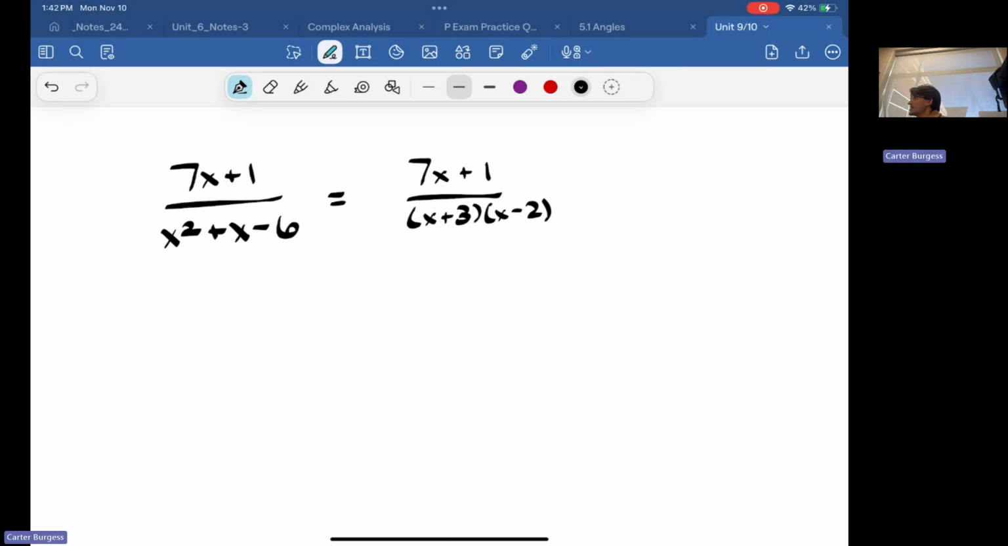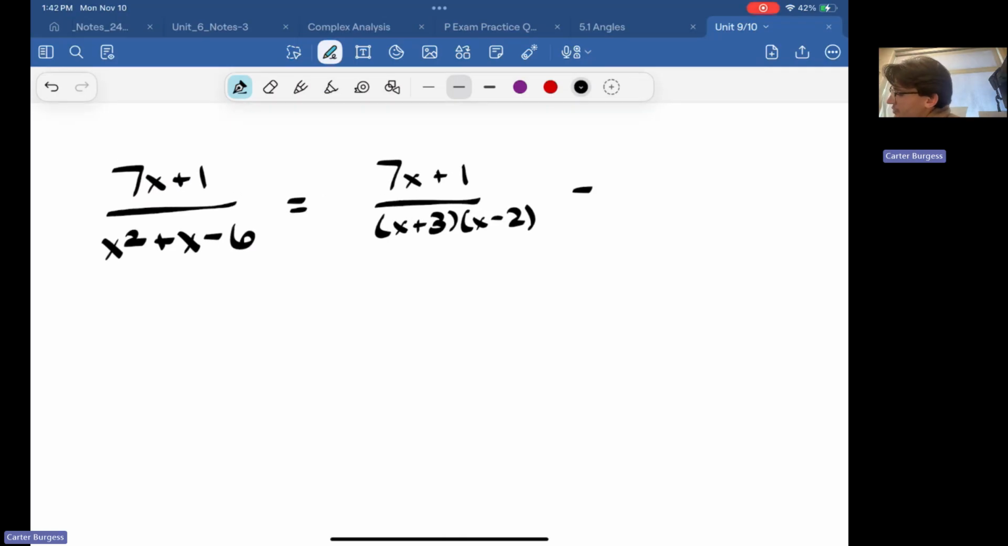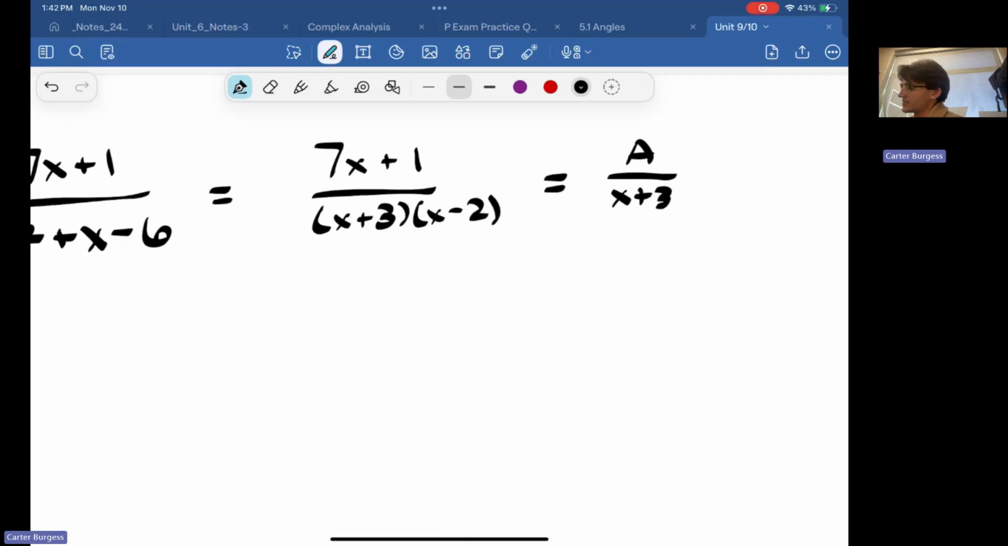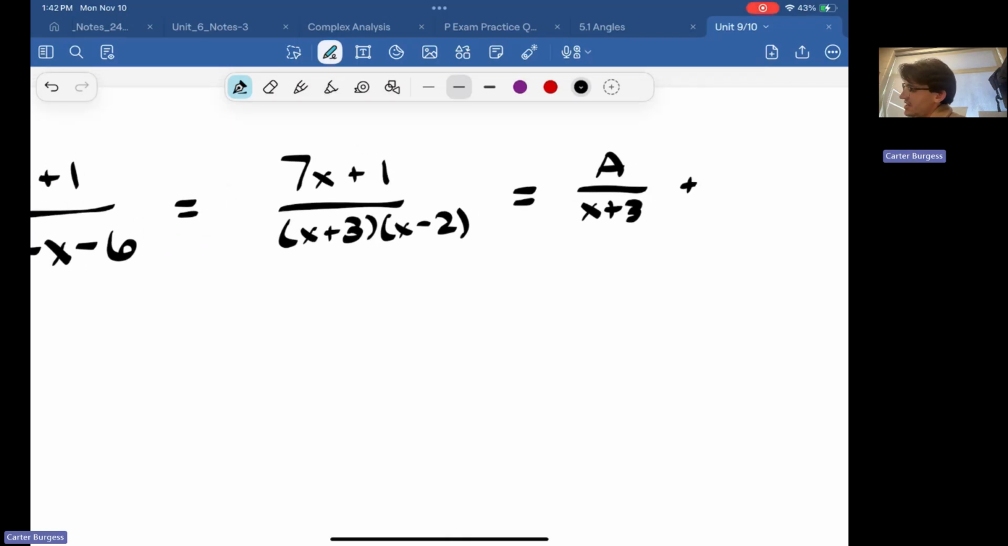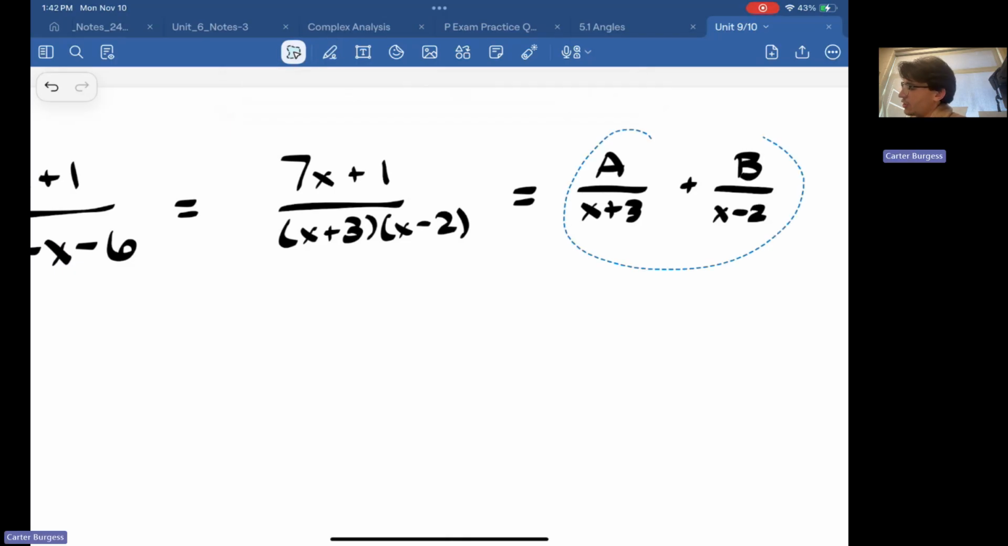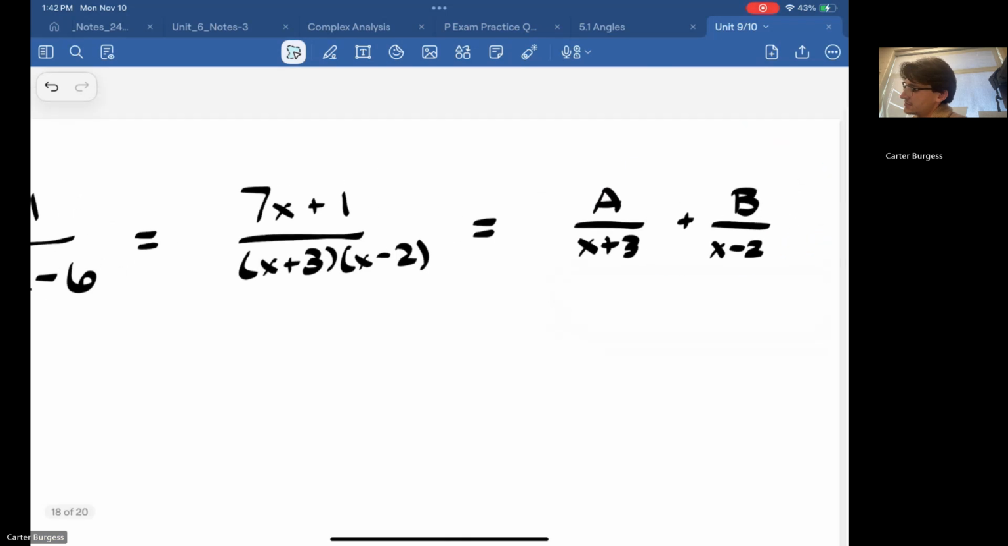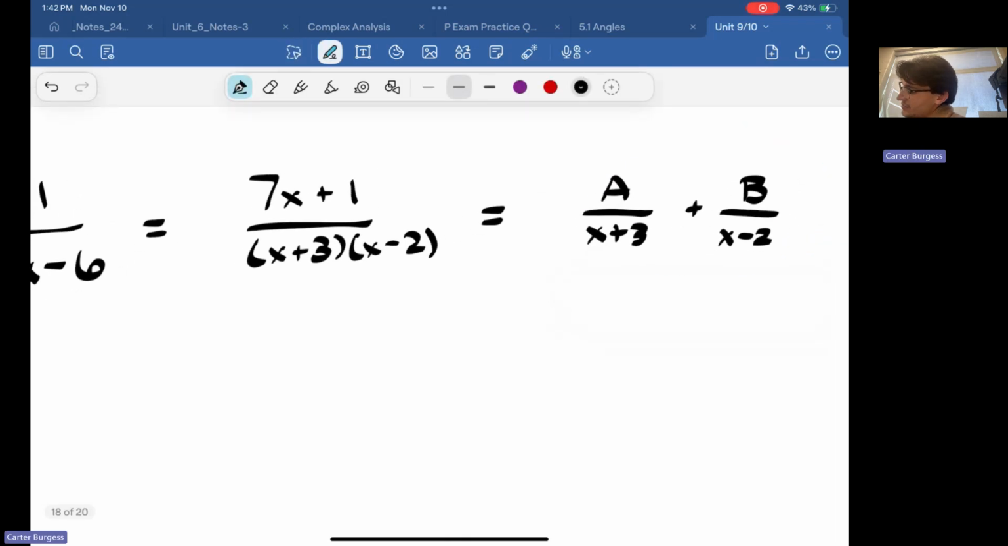And the claim here is that if we can do the decomposition that we saw in the previous example, we should be able to break this apart into some value of a over x plus 3, plus some value of b over x minus 2. So that's our claim. That's kind of our goal here, is to find the values of a and b such that this is true.